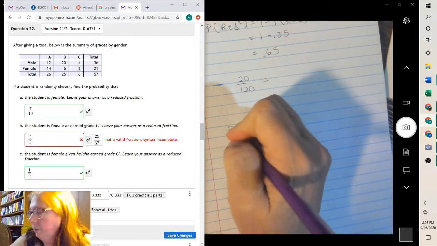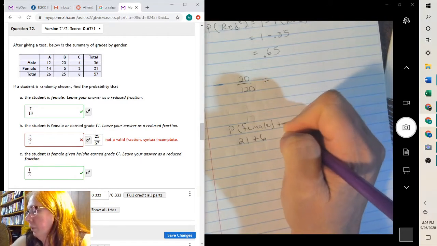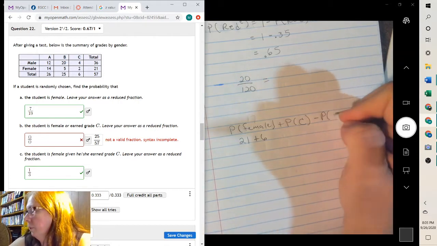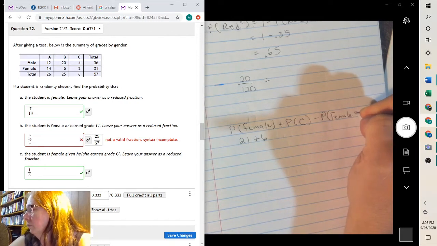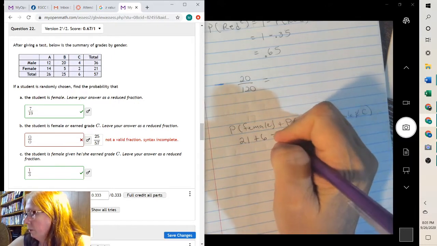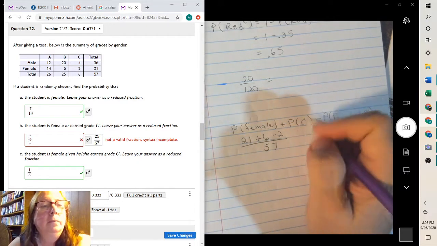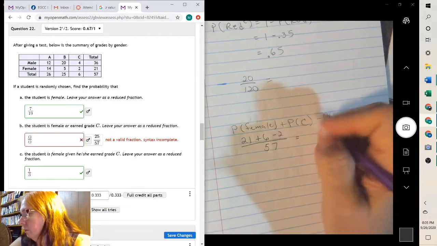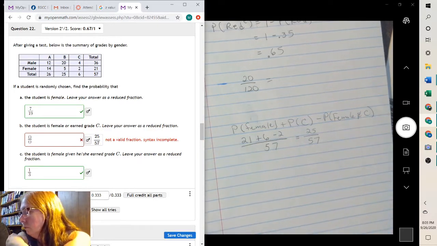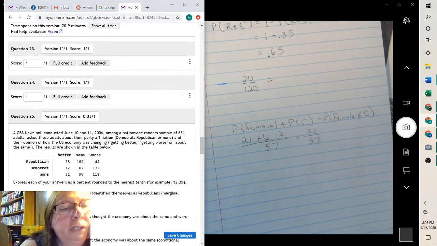So it was the probability of female plus the probability of a C minus the probability of both. Because we added that one twice. So we have to subtract the 2. And you divide by the total, which was 57. And that will get you the 25 over 57. So it's all in the wording.